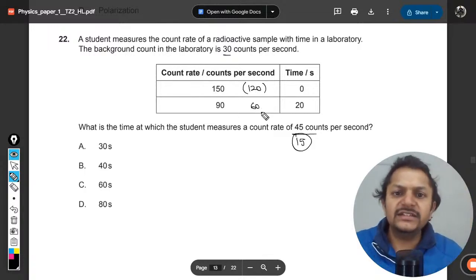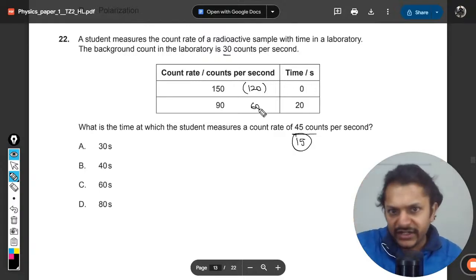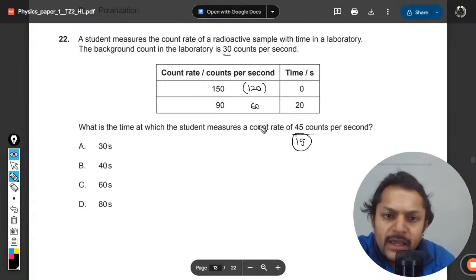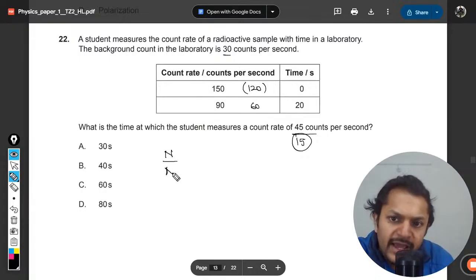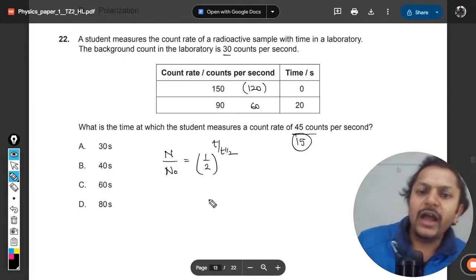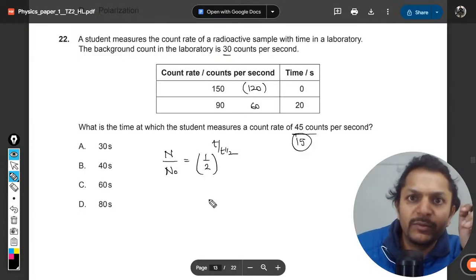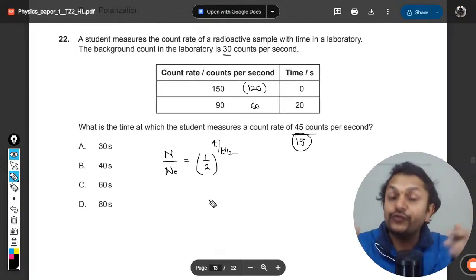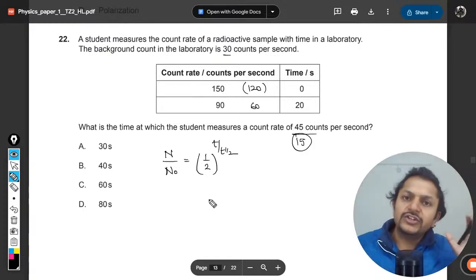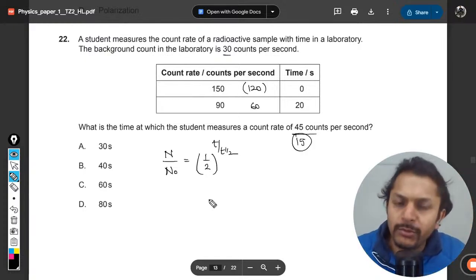And 60 is the disintegration that was coming down. So we can say that there is a formula: n divided by n naught is equal to half raised to the power t divided by t half. The formula is not given in the book, nor in the data booklet, but many of the solutions for paper 2 questions given by IB use this formula. So this formula is authenticated, no problem about that.